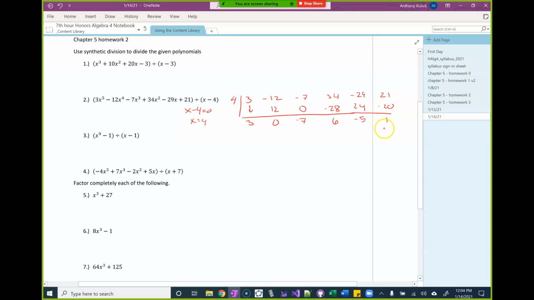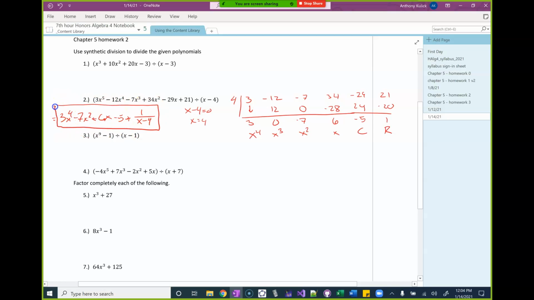All I have to do is process my answer. The first number on the right is my remainder, and then my constant term, my x coefficient, my x squared coefficient, my x to the 3rd coefficient, my x to the 4th coefficient. So I'd say my answer here is 3x to the 4th. I could write 0x to the 3rd, but I don't really need to write it because it's a 0, so I'm just going to skip it. Minus 7x squared plus 6x minus 5 plus my remainder over my divisor. And that's the way I'd write my final answer then.